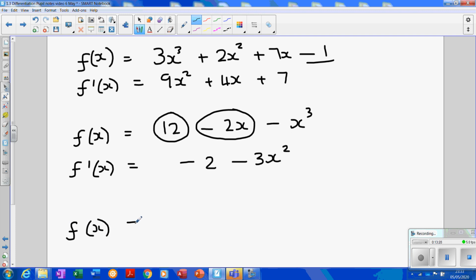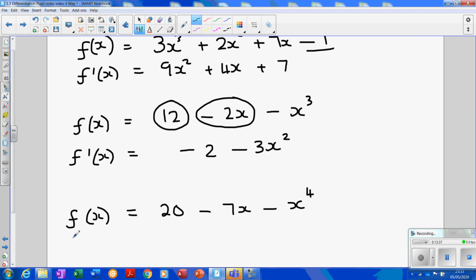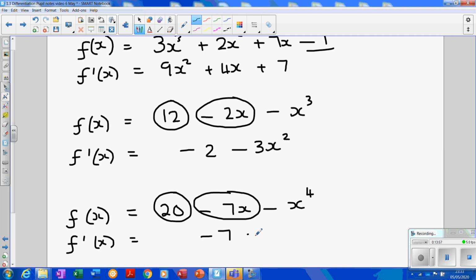Right, last one for now. f(x) is equal to 20 minus 7x minus x to the power of 4. So f dash x, the derivative of 20 is a constant, it's a number, there's no x there, so it's just 0. I don't need to write anything down. The derivative of minus 7x, it's only x on its own, x to the power of 1, so it would go to x to the power of 0, so that just becomes minus 7, and then multiply by the power is minus 4x to the power of 3.